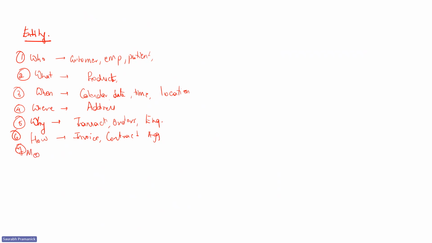Then you have the measurement kind of entities. Say, for example, if you want to measure something like the sales, the balance, the payments. Anything that is giving you some measurements would be under your measurements.